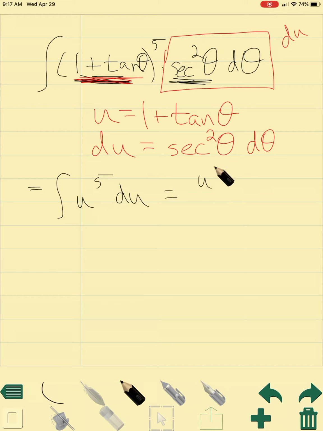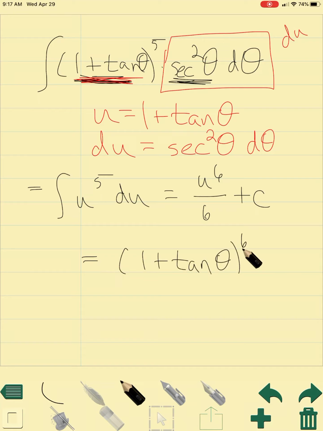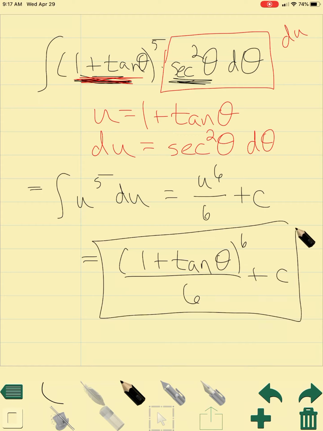And so then this would be u to the 6th over 6 plus c. Don't forget the plus c, the constant. So this would equal (1 plus the tangent of theta) to the 6th power over 6 plus c. And that would be the integral using the u substitution in this type of sense.